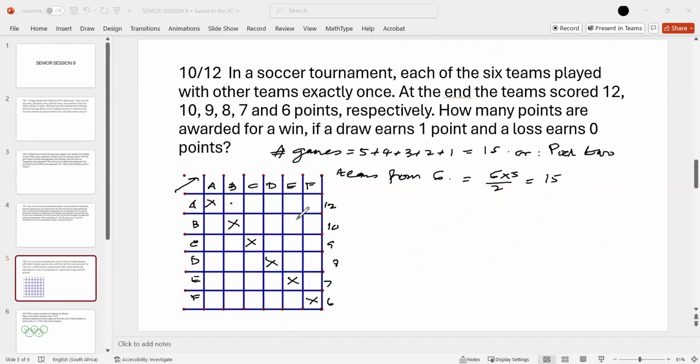whenever there is a loss, it's 0, or when there's a win, we don't know how many points are awarded for a win. Well, for a draw, it's 1 point. All right, now where do we start here?